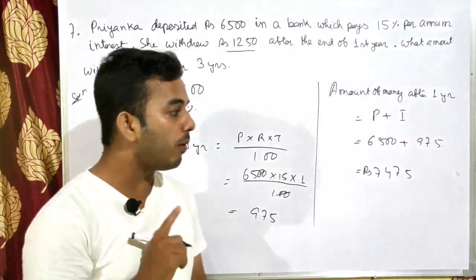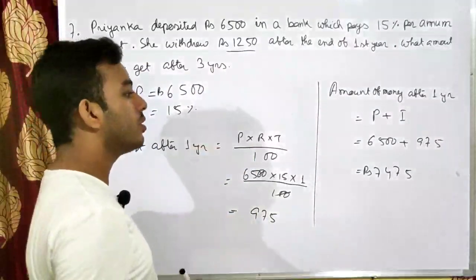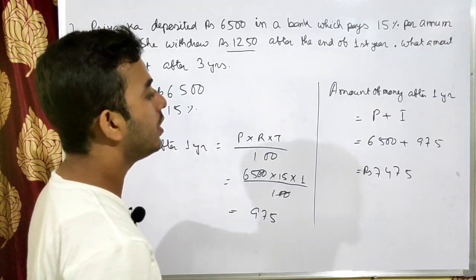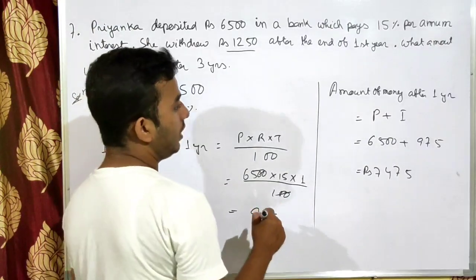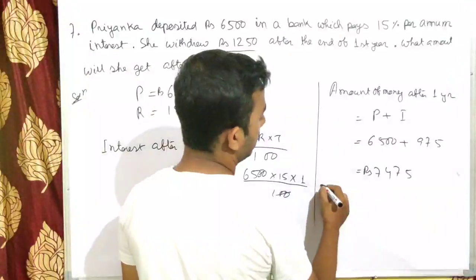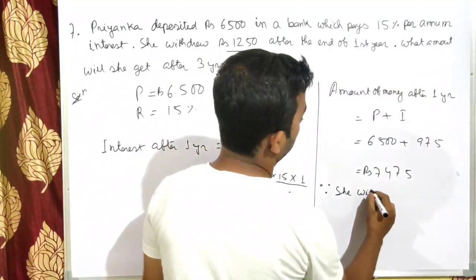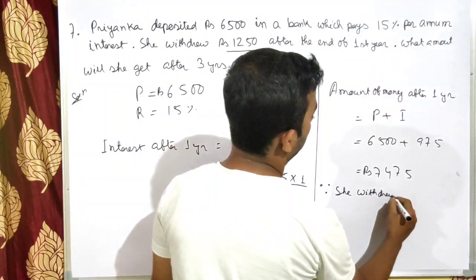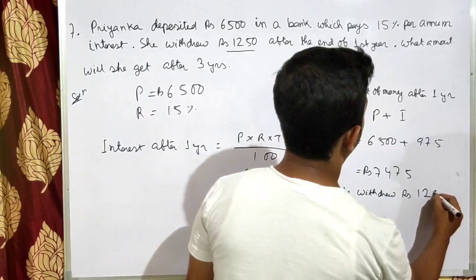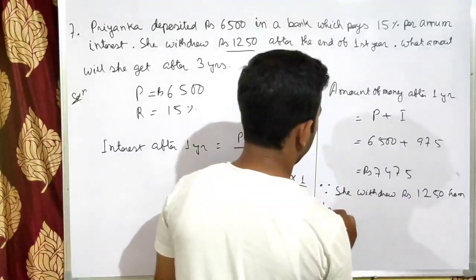Okay, now from this 7,475 she withdrew this amount. She withdrew 1,250. So we'll write: since she withdrew rupees 1,250 from bank.